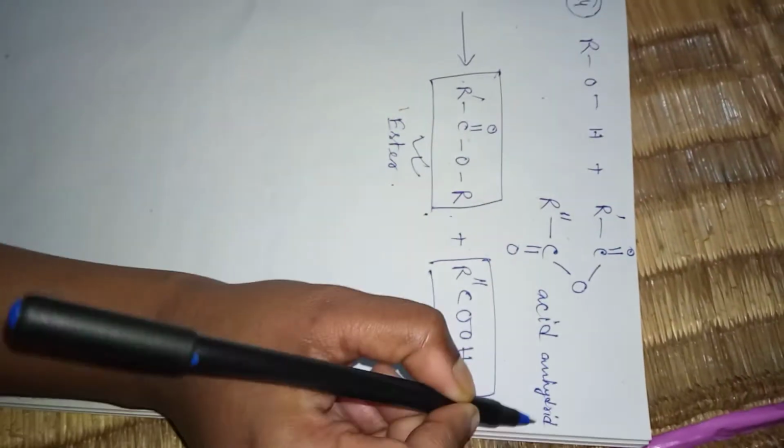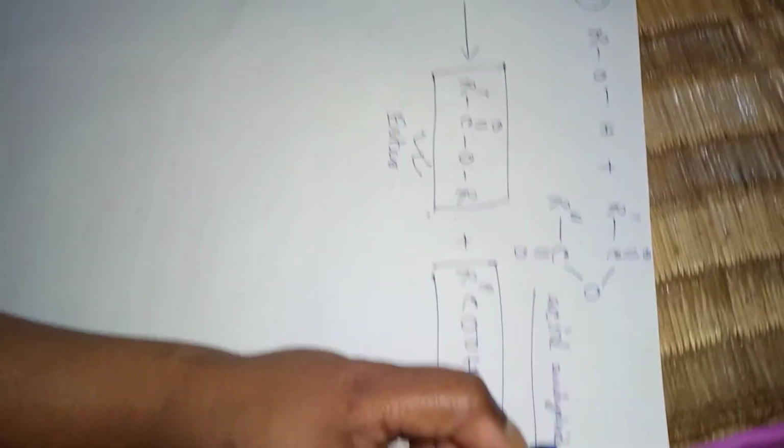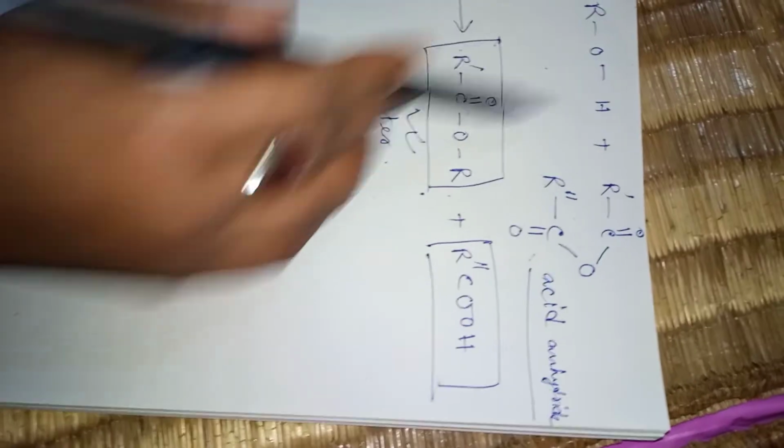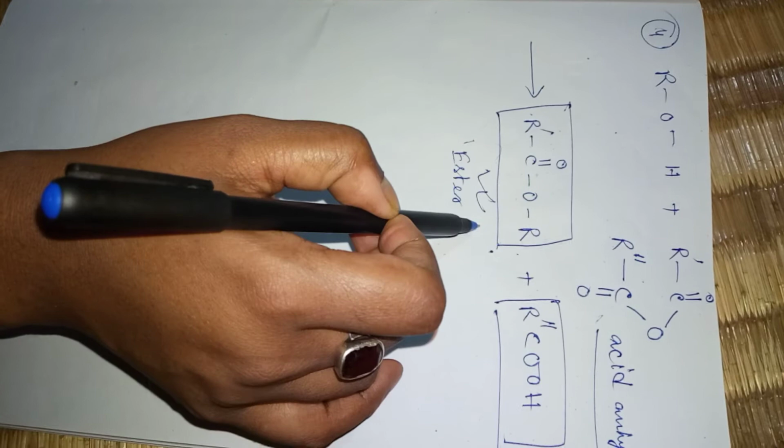Two acid molecules, from there if one molecule of water is removed, then it is called acid anhydride. So if acid anhydride is reacting with alcohol, we get the ester. So these are the main reactions in which we get esters.